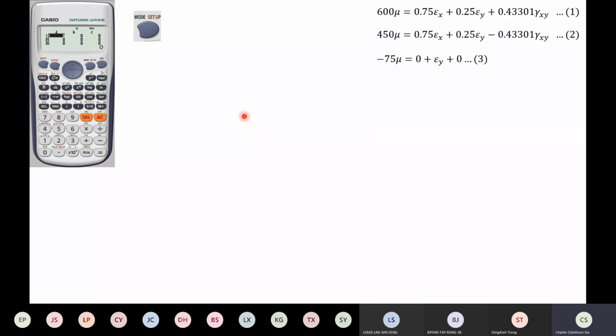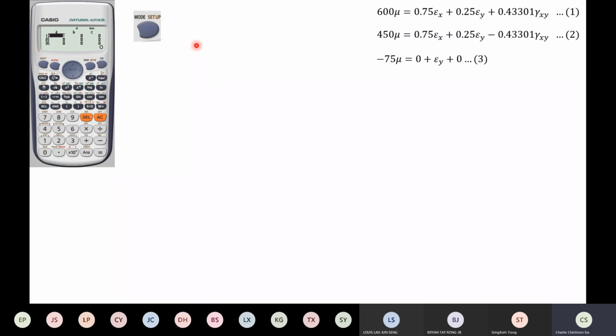If you have your calculator with you, maybe you can do it together with me. We can try it out so that you get used to it. We have these three equations, and we can solve the unknown strain x, strain y, and shear strain xy by using your calculator. So how do we do it?